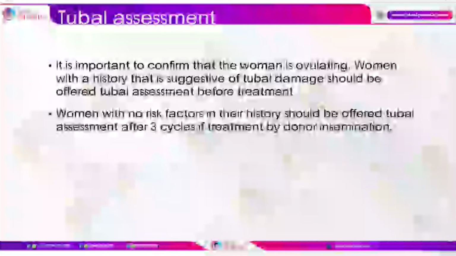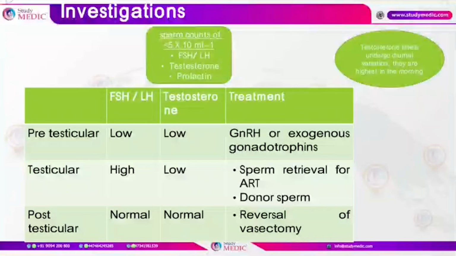Now, tubal assessment, as I already mentioned, in tubal assessment you need to consider the comorbidities and be very clear. The woman with no risk factor in their history should be offered tubal assessment after 3 cycles of treatment of donor insemination or partner insemination, where you will be coming closer to the diagnosis.